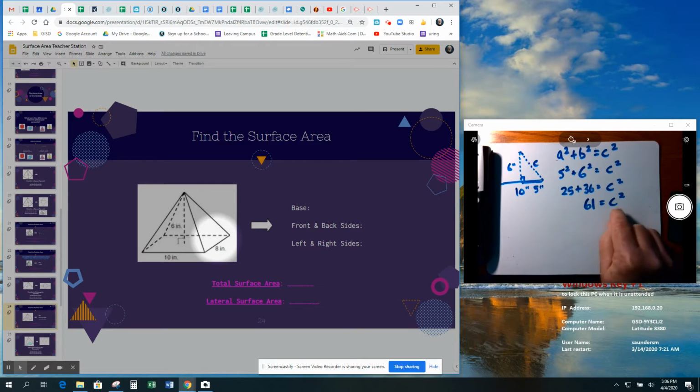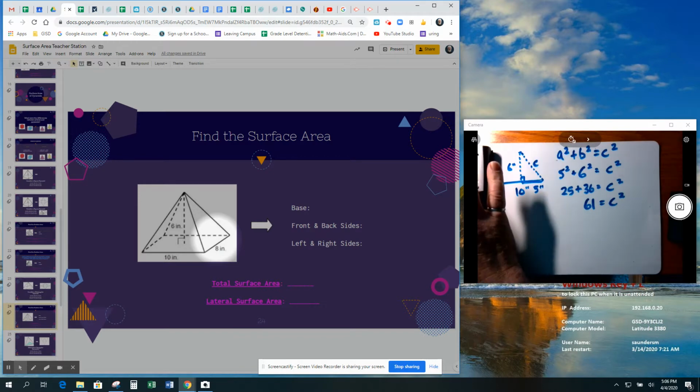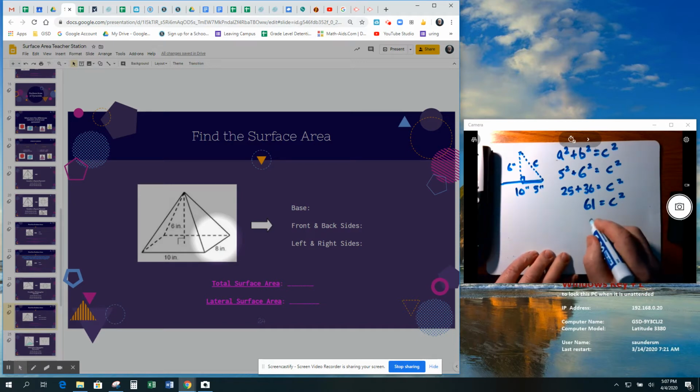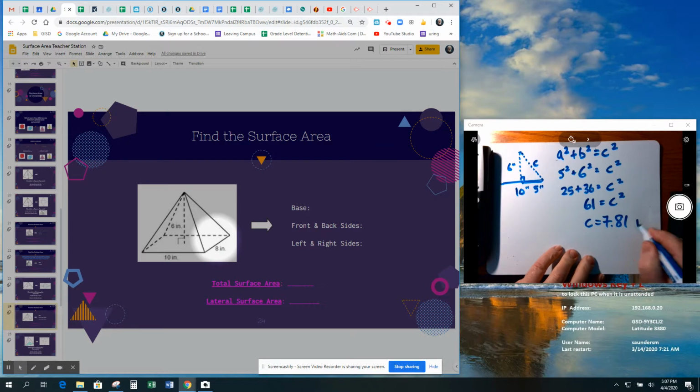Yeah, that's the way I should say it. Two numbers multiplied by each other equals 61. So c equals the square root of 61. Let me turn on my calculator and enter the square root of 61. I'm going to use it to 3 decimal places. That came out to be c equals 7.810, so 7.81, and it is inches. So c equals 7.81, and that's the slant height of this triangle right here.